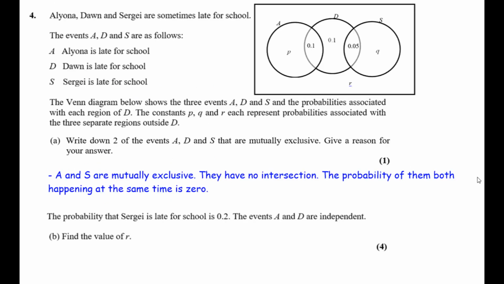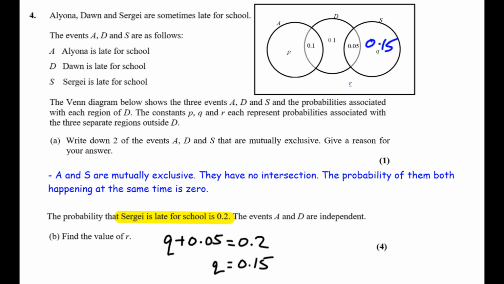The probability that Sergey is late for school is 0.2, and the events A and D are independent. Find the value of R. Okay, so we'll start right here. The fact I've been told the probability that Sergey is late for school is 0.2 means I instantly know that Q plus 0.05 must equal 0.2. Meaning Q must actually equal 0.15. Let's add that in here, 0.15 for Q.